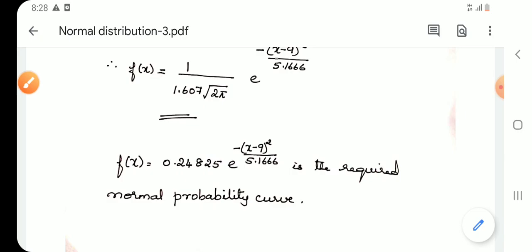So with this we have come to an end of the normal distribution. I hope all of you have understood. Practice these problems so that you can do well in your exams.